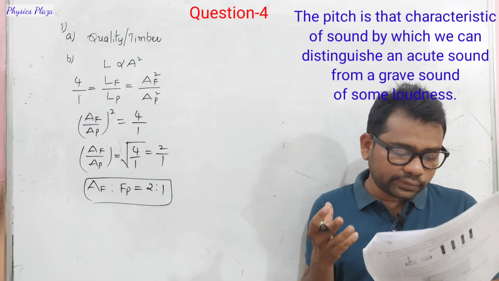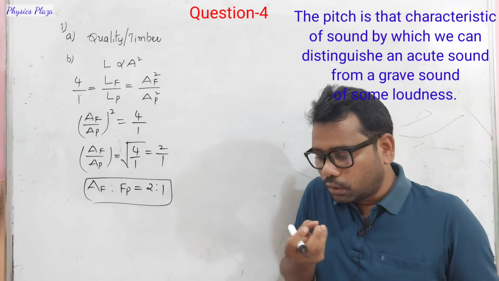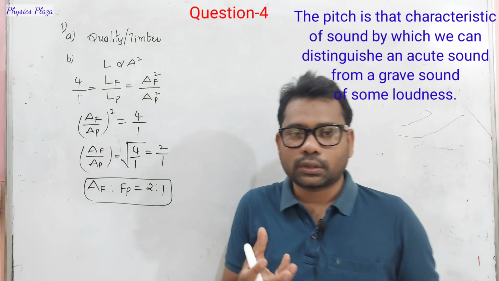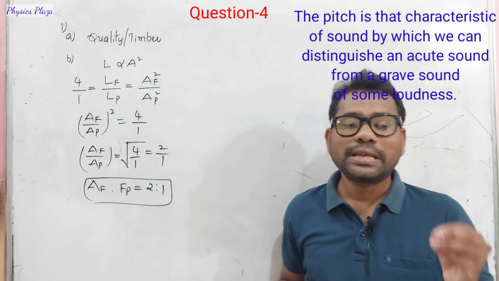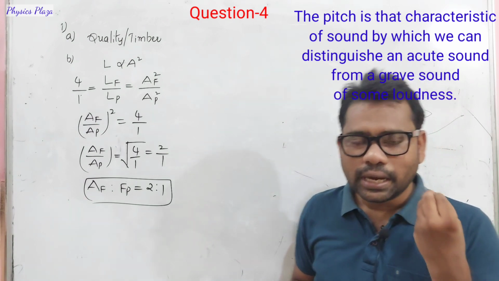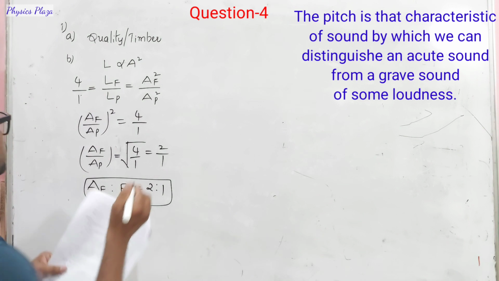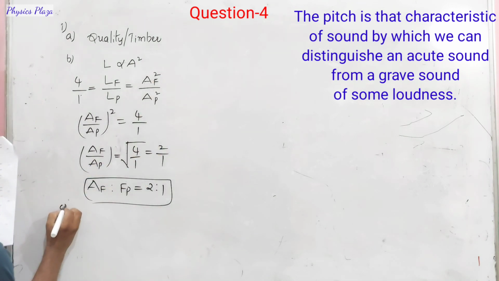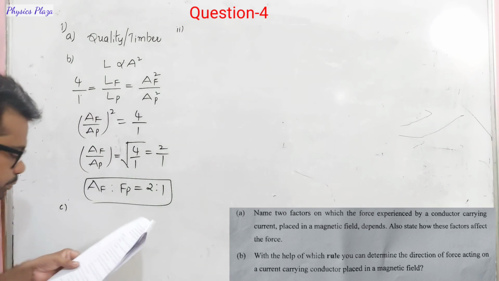Here it is the characteristic of the sound by which an acute note can be distinguished from a grave one of the same loudness. So that is the direct definition from the textbook. Okay, fine. Now the definition is over here. Now question bit 2 of the question number 4.